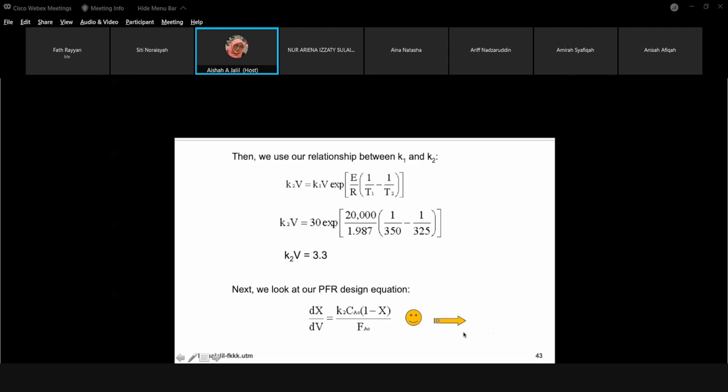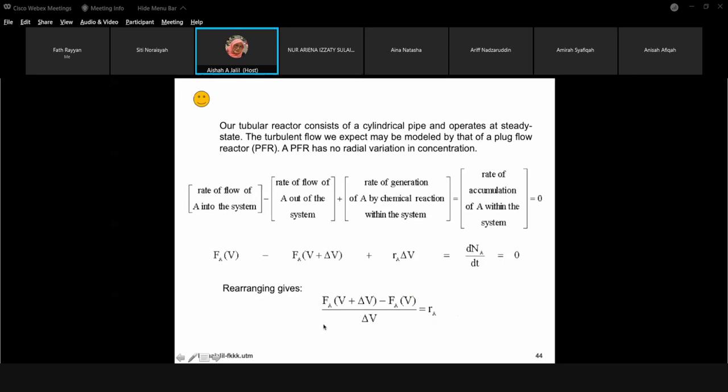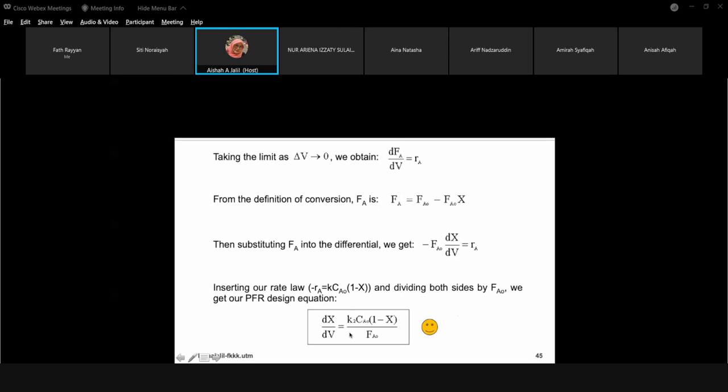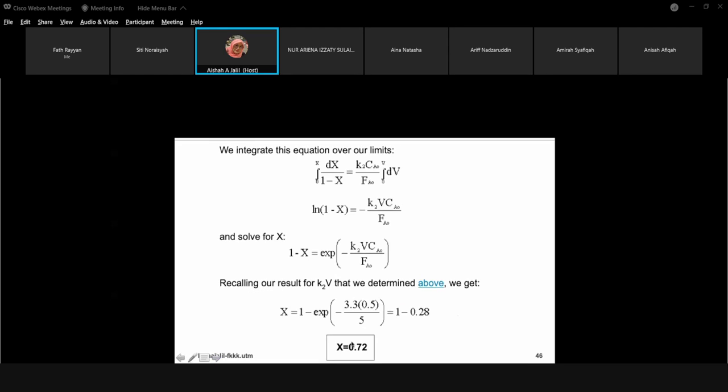Okay, so you can use this one in the next calculation. We look at our PFR design. This is the mole balance equation for the PFR. How to get this equation, you can study from this. Then you integrate, you can get like this. And finally, you can get the X.